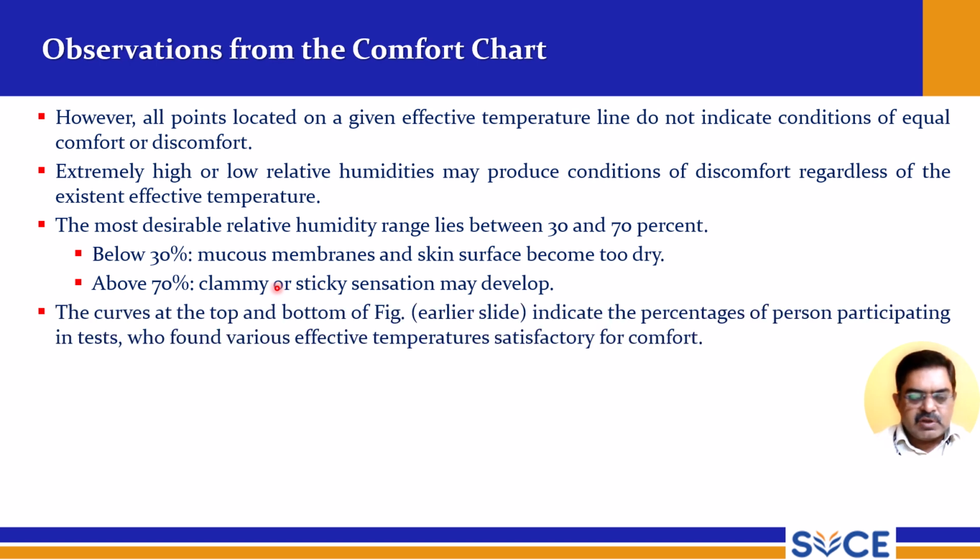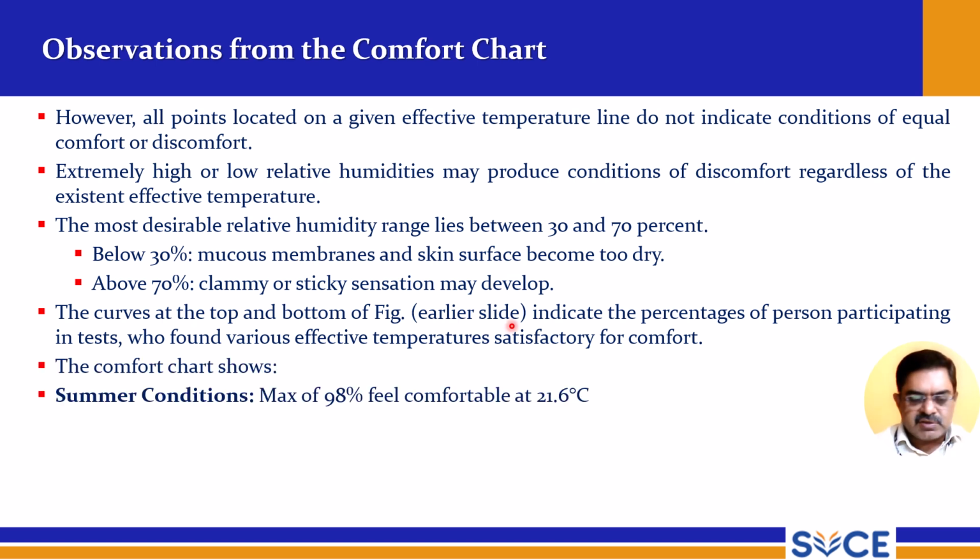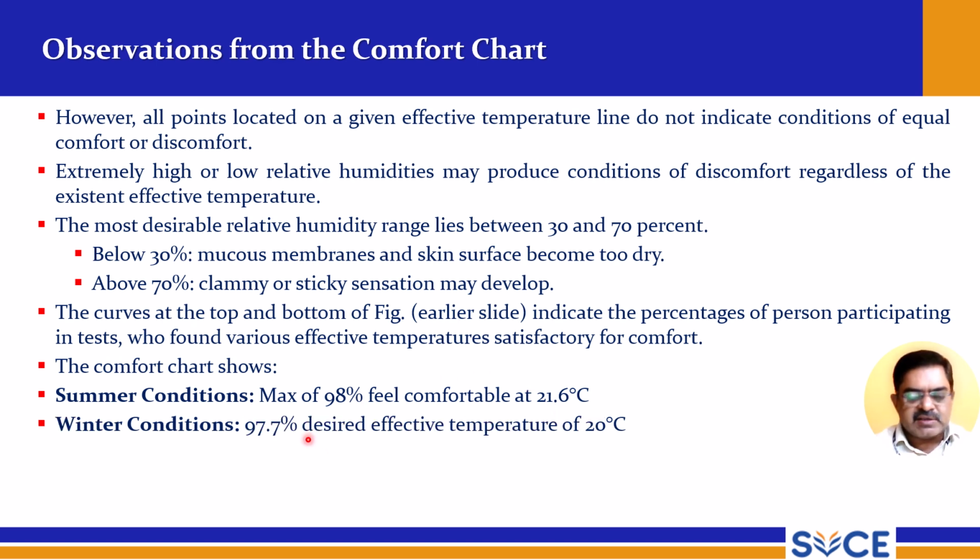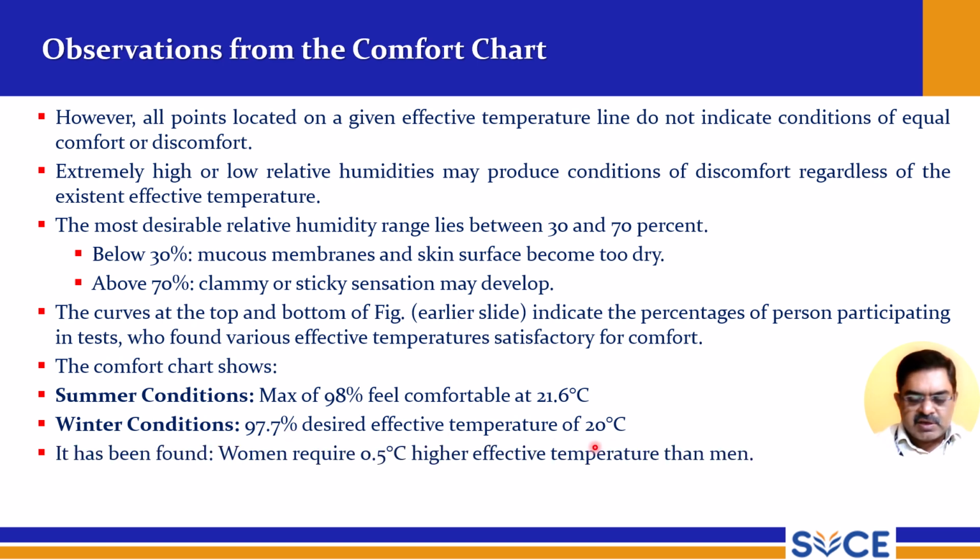The curves at the top and bottom of the comfort chart, as we have seen, indicate the percentages of persons participating in tests who found various effective temperatures satisfactory for comfort. The comfort chart shows summer conditions: a maximum of 98 percent feel comfortable at 21.6 degrees Celsius. Winter conditions: 97.7 percent desired an effective temperature of 20 degrees Celsius.